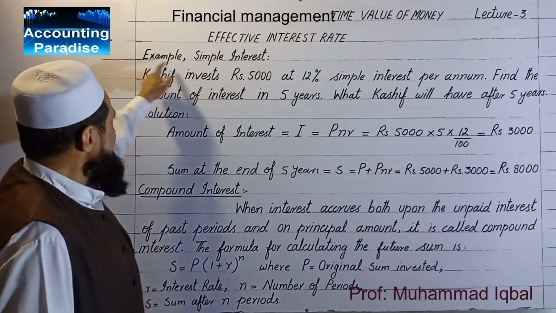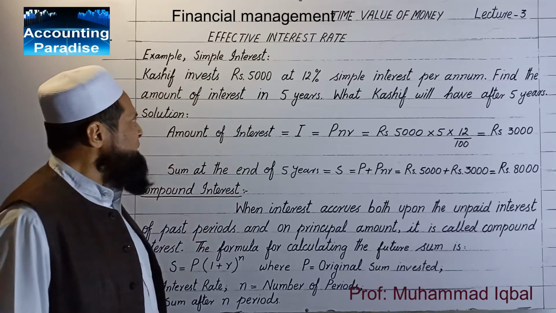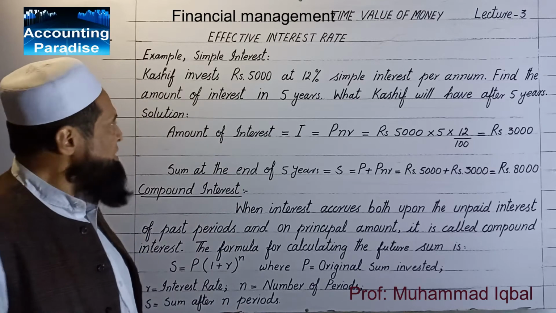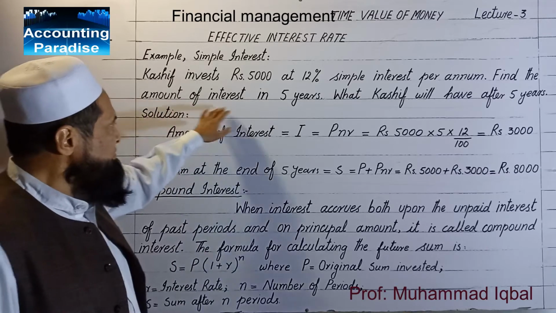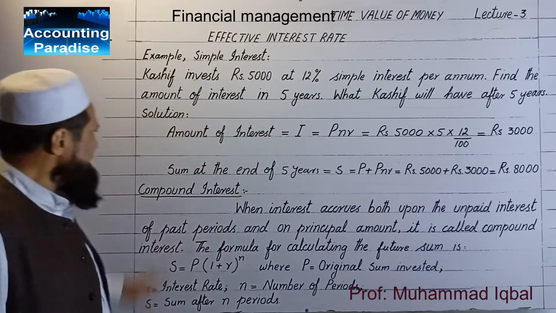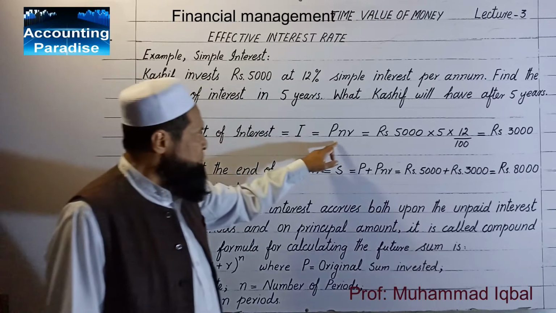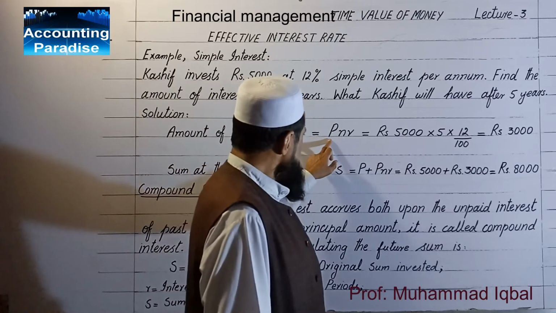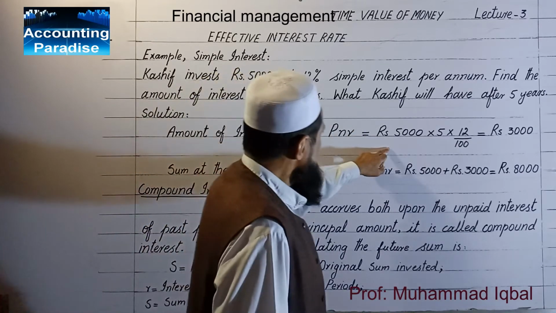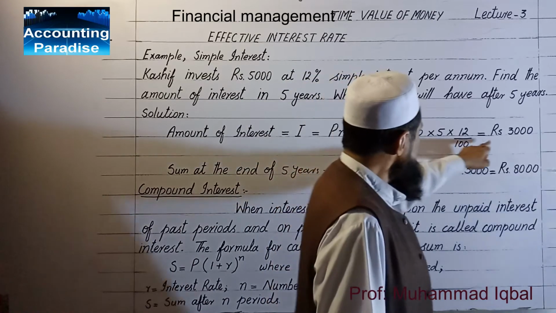Now the example of simple interest. Mr. Kashif invests rupees 5,000 at 12% simple interest per annum. Find the amount of interest in 5 years. What Kashif will have after 5 years? Solution. The amount of interest I is equal to PNR. P means principal amount 5,000, 12% and for 5 years. It comes to rupees 3,000.